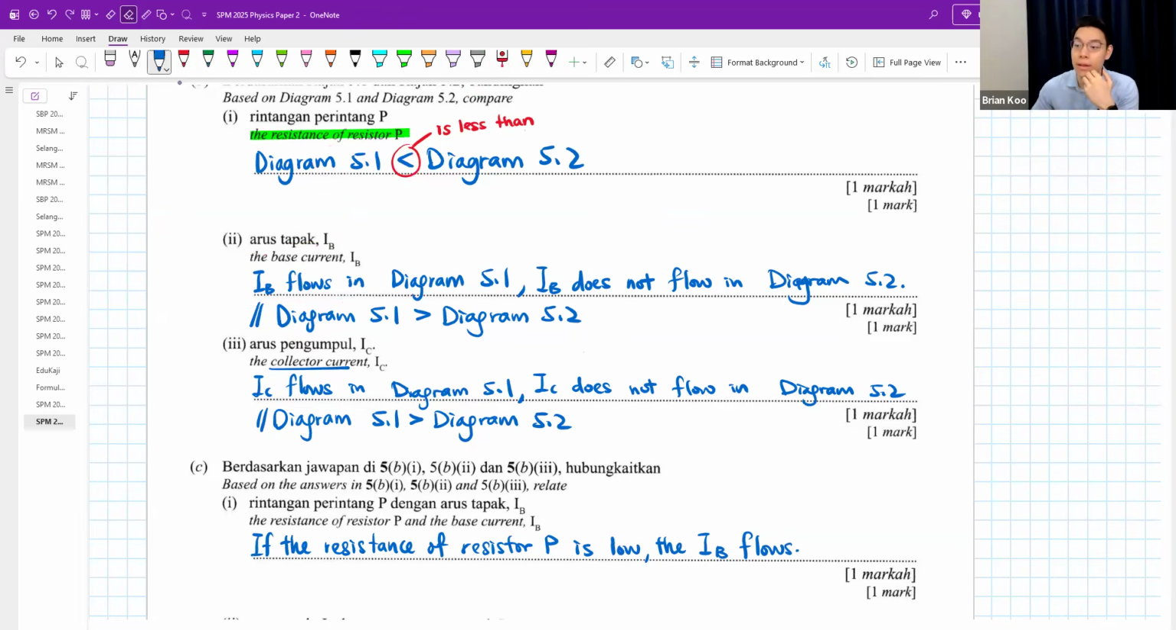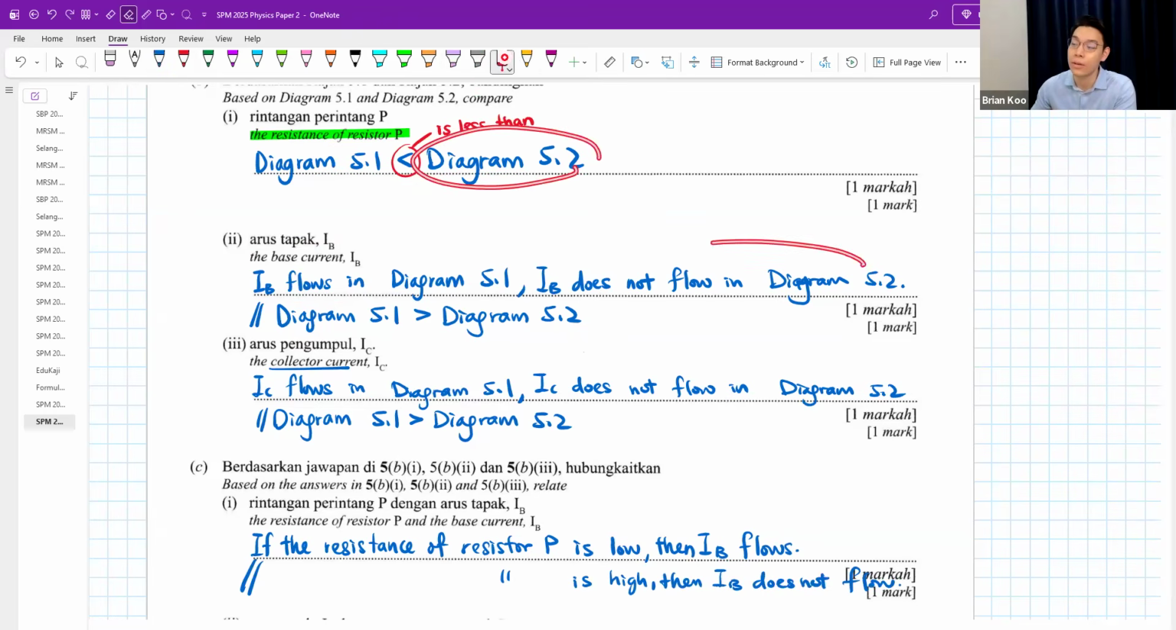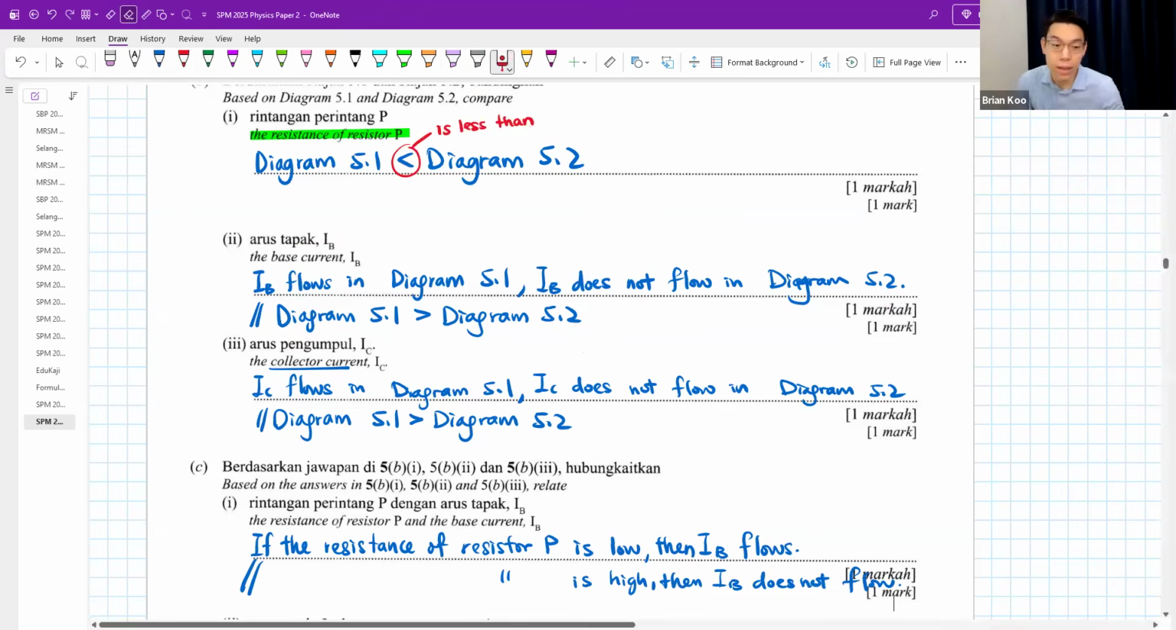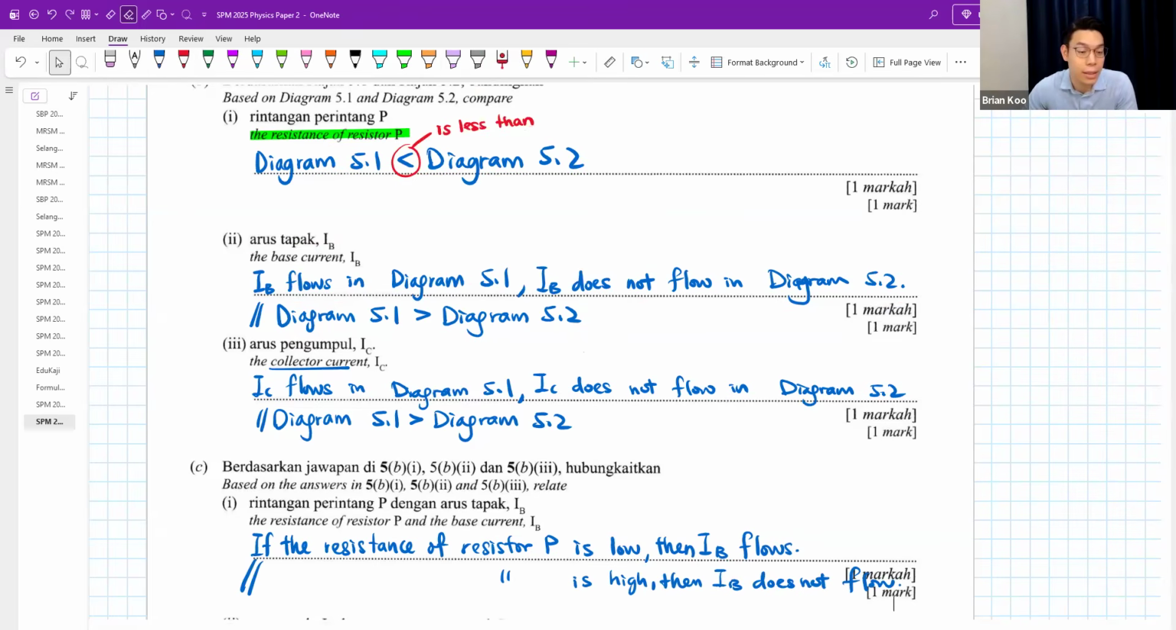If you want to say, you can also say another answer. If it is higher, then base current does not flow. Up to you. 5.2 is higher, does not flow in 5.2. Okay, can.